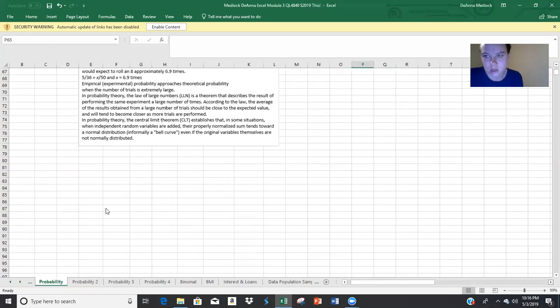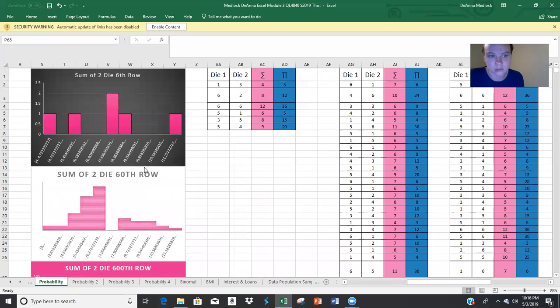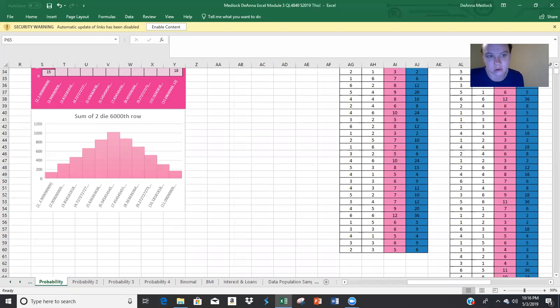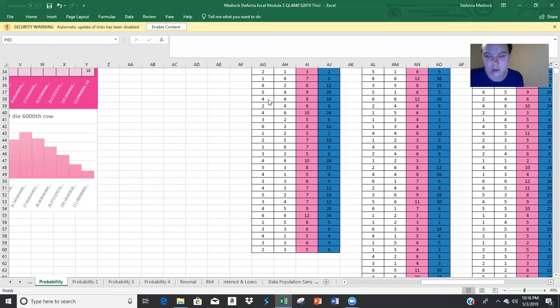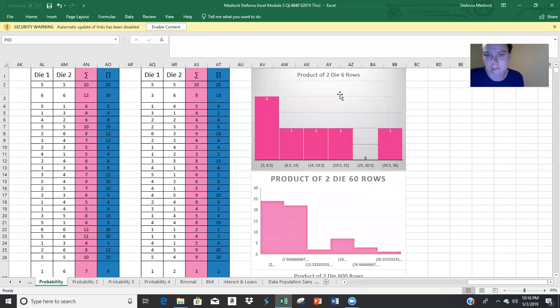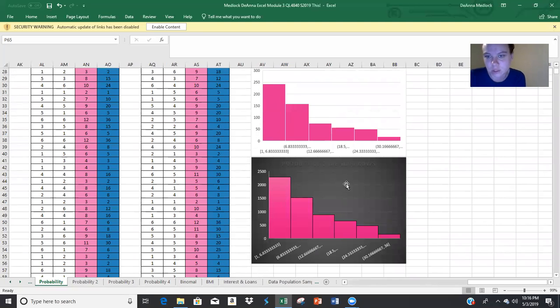And we made all of our charts over here. So this is the sum of the two dice: 6 rows, 60, 600, 6,000, and they're all very different. See how these are all more closer together? And then way over here, we have our products. This is 6 rows, 60, 600, and 6,000. And the higher number of rows you go, you can see where your distribution curve is starting to create a nice curve shape.